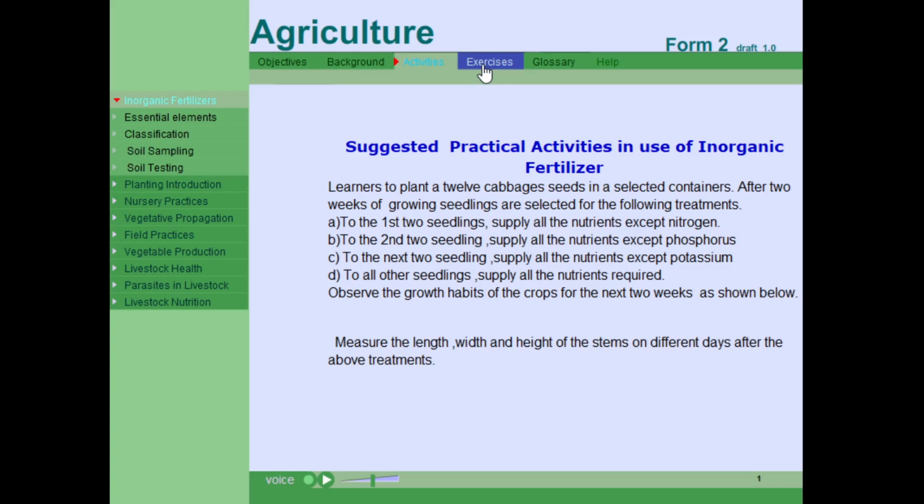To the next 2 seedlings, supply all the nutrients except potassium. To all other seedlings, supply all the nutrients required. Observe the growth habits of the crops for the next 2 weeks as shown below. Fill the table below by measuring the length, width, and height of the stems on different days after the above treatments.